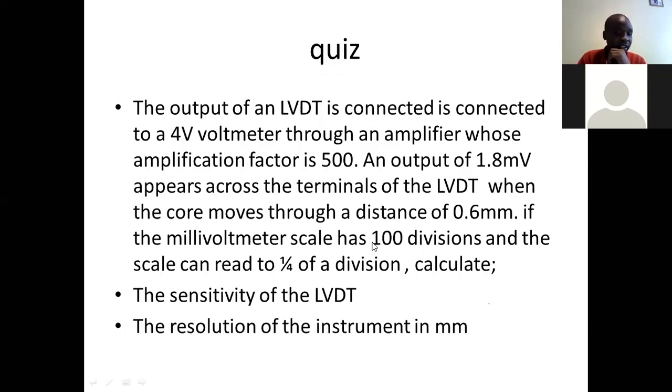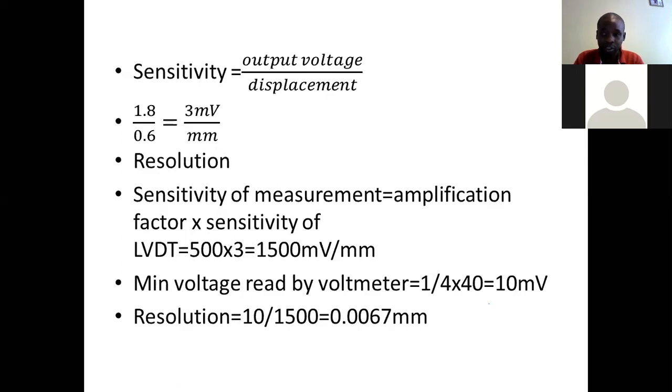One scale division is 4 over 100. So we have 4 volts on this side, and then we have a total of 100 divisions. Therefore, to get one scale division, it will be 4 divided by 100, which is equivalent to 0.04, which is the same as 40 millivolts. So a quarter of that 40 is what we get as 10 millivolts. So basically, that is what I was able to prepare for today.